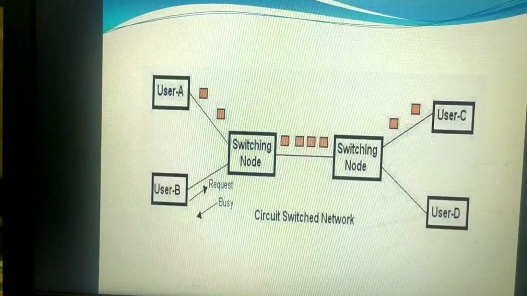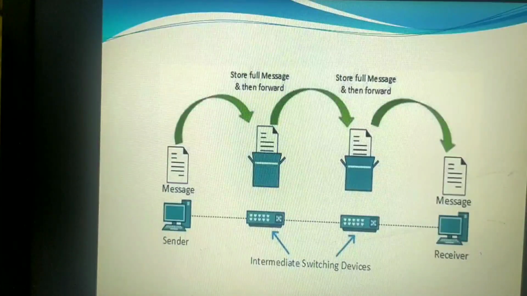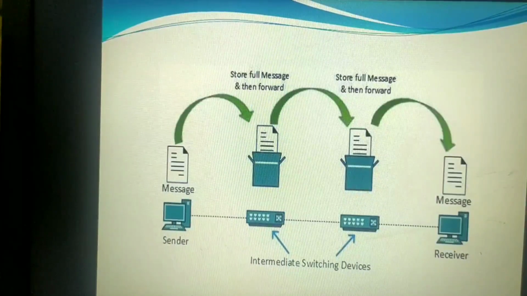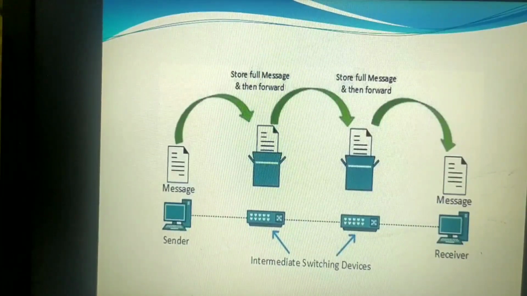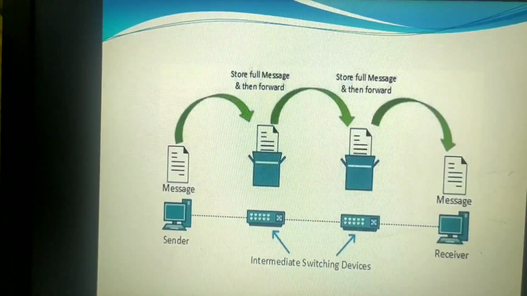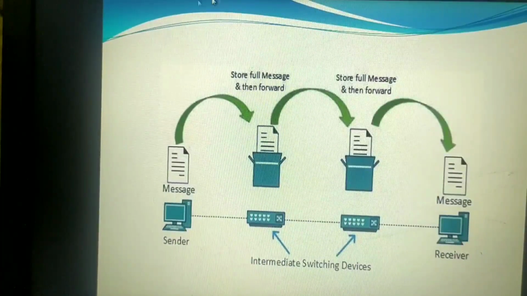Now let us move on and study the second switching technique, that is message switching. In this technique, the sender will send the data to the destination, but before it reaches the destination, your data will first reach the switching office. The switching office will store your data and examine the source and destination address. Depending upon that, it will forward your data to the next switching office.